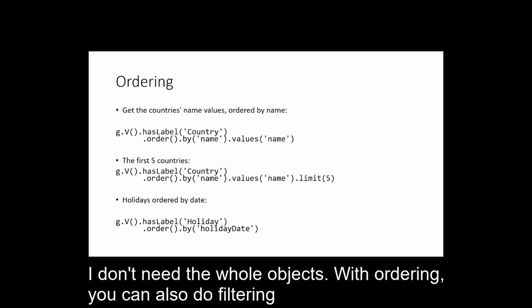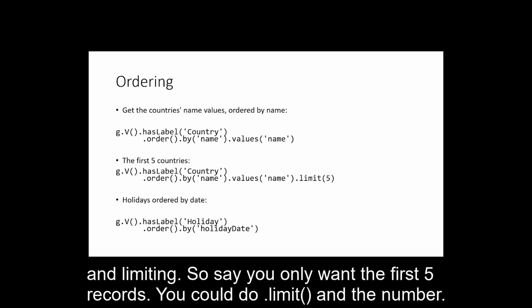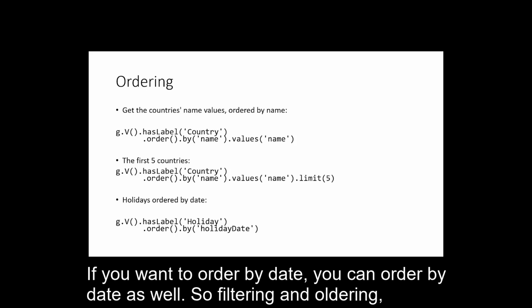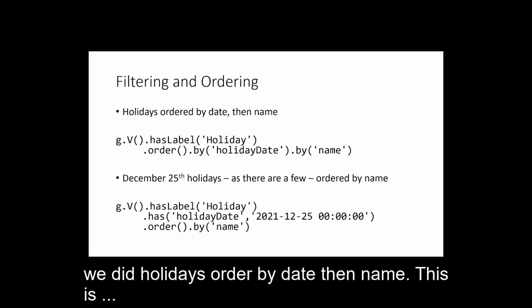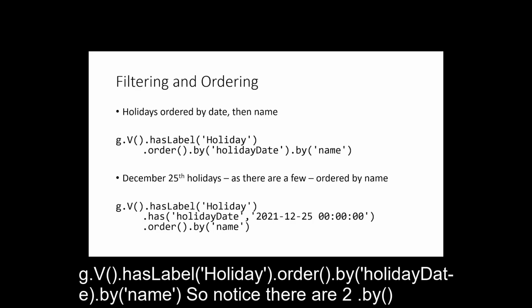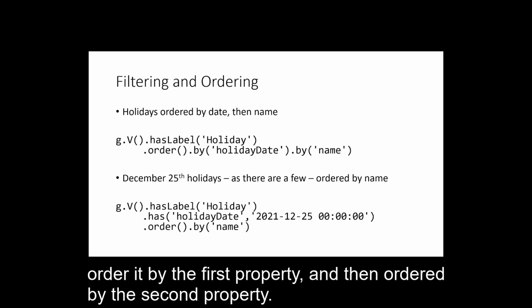With ordering, you can also do filtering and limiting. So say you only want the first 5 records, you could do .limit and the number you want to limit on. If you want to order by date, you can order by date as well. So filtering and ordering, we did holidays, order by date, then name. This is g.V().hasLabel('holiday').order().by('holiday date').by('name'). So notice there's 2 bys: order it by the first property and then by the second property.